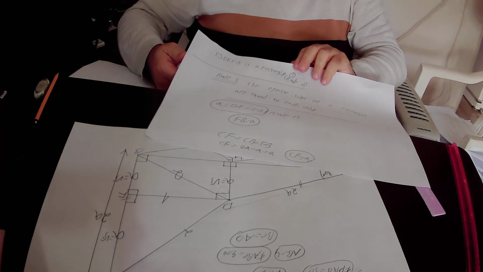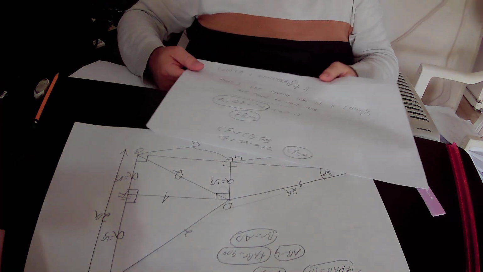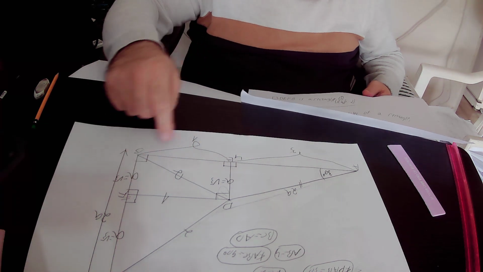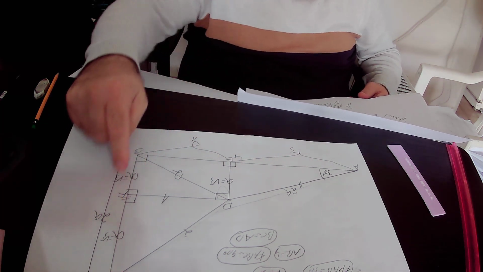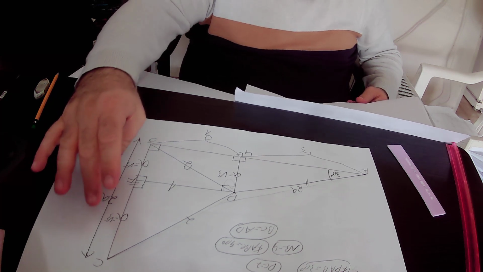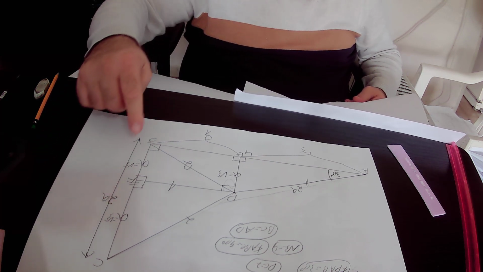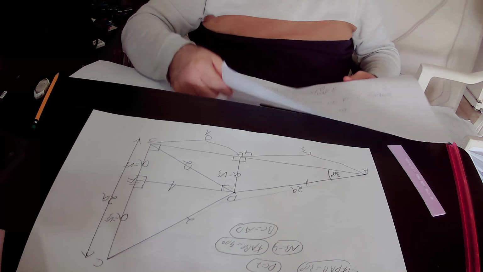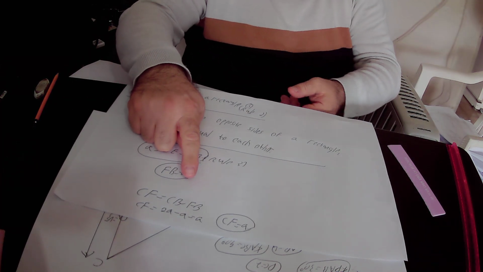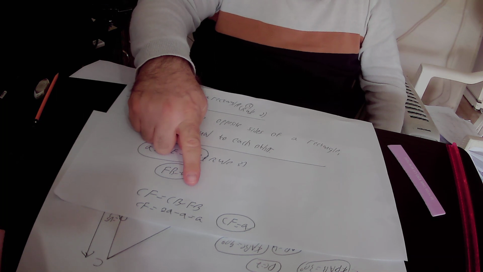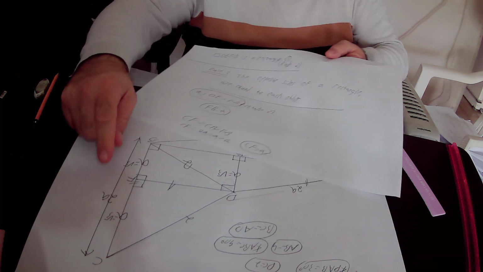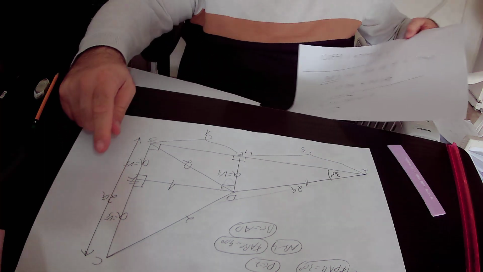Okay, so we know that AD equals CB and AD equals 2A, therefore CB also equals 2A. And what is the value of CF? CF equals CB minus FB. CB is 2A and FB is A, so CF equals 2A minus A, that is to say CF equals A.